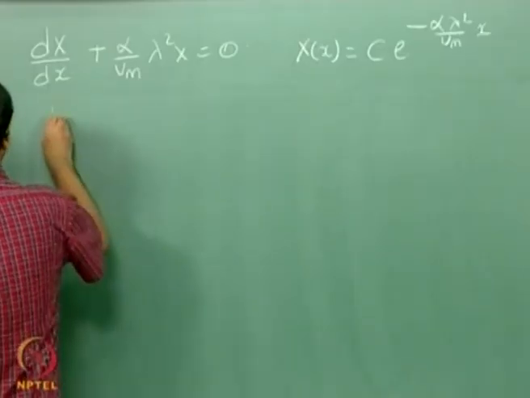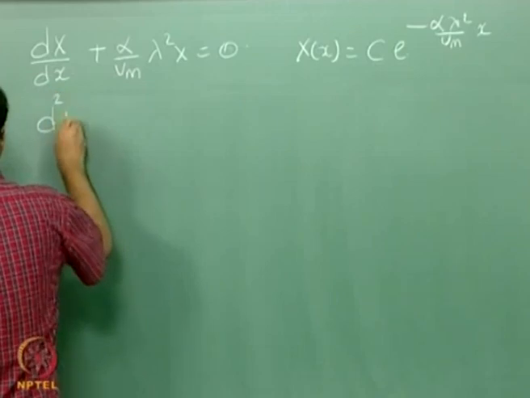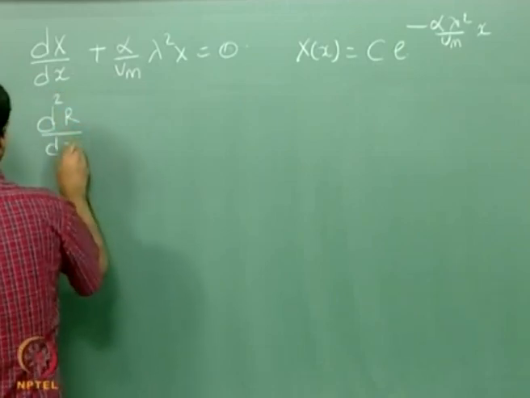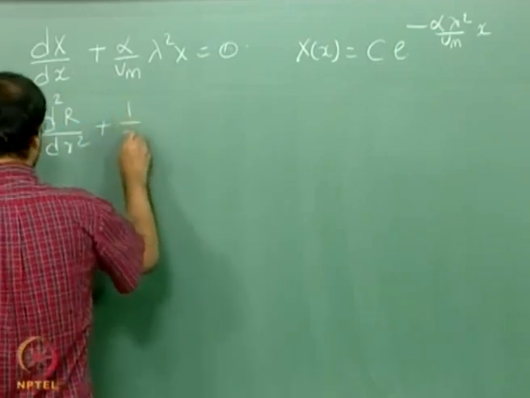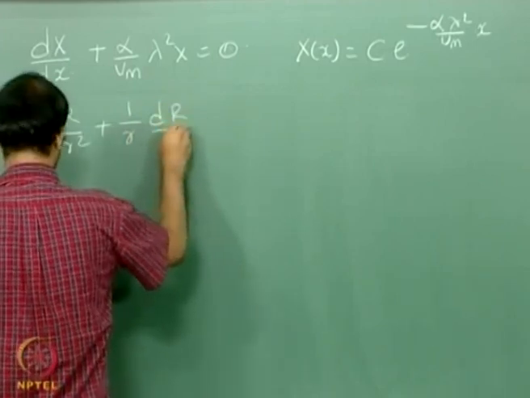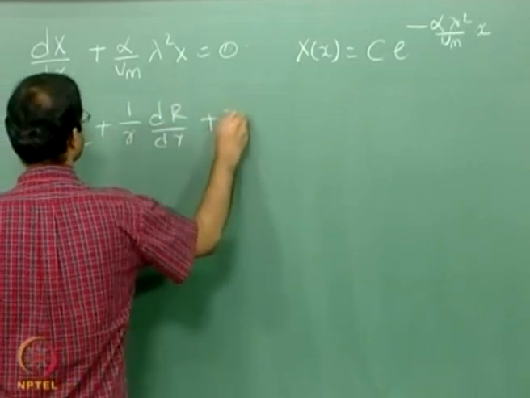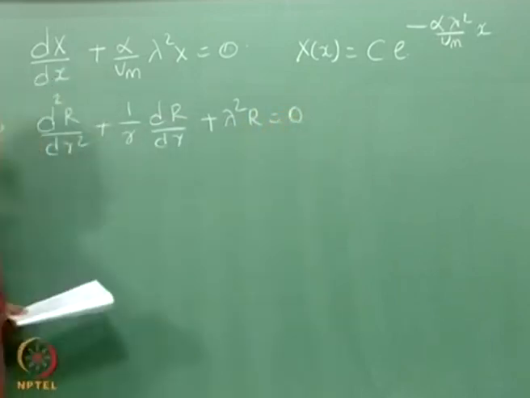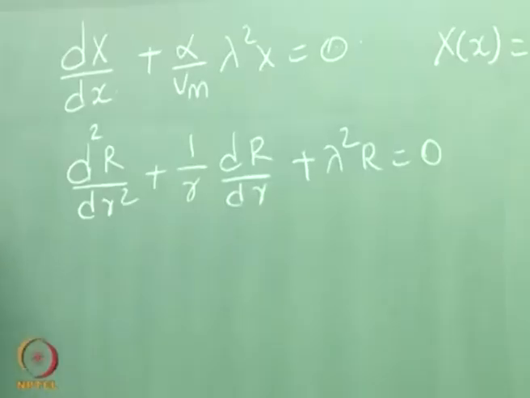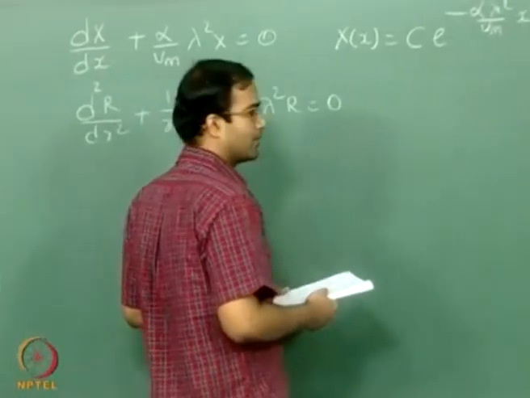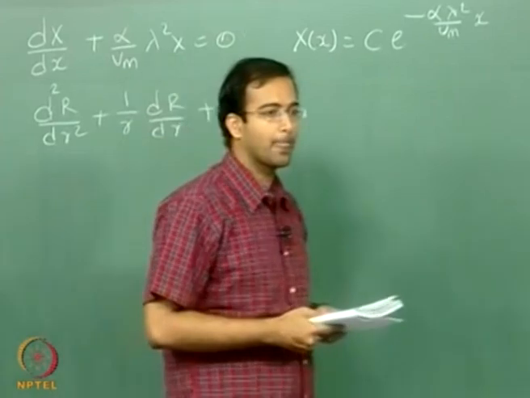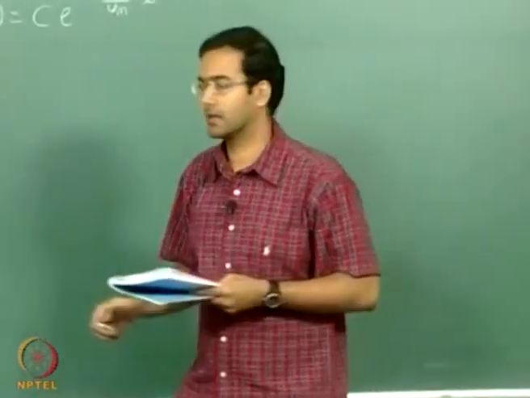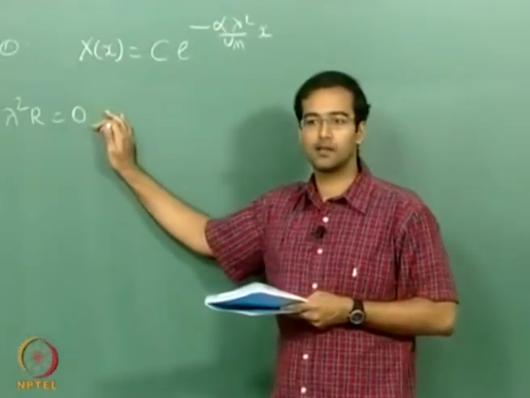And the actual eigenvalue problem in terms of R was this, right. And what were the boundary conditions to solve this second order ODE in terms of R?